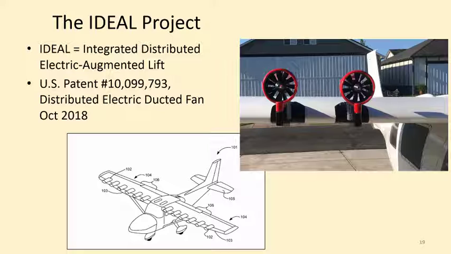And here's a test vehicle called the Jabberwock. It's based on a Jabiru aircraft that has just 4 of these on for test purposes, 2 on each wing. You can see from the patent drawing that we could distribute them along the entire span of the wing. That has not occurred yet.